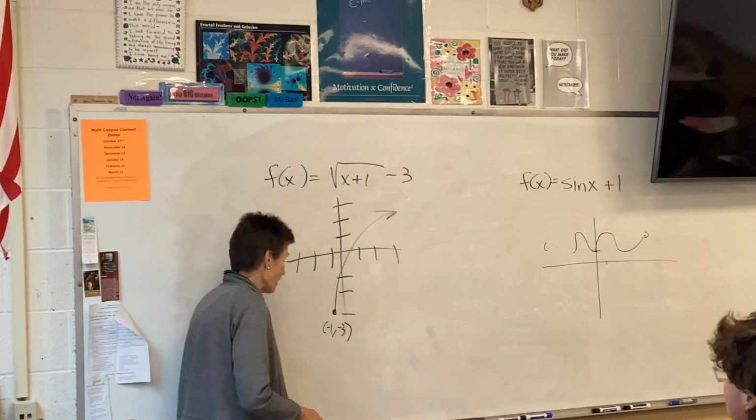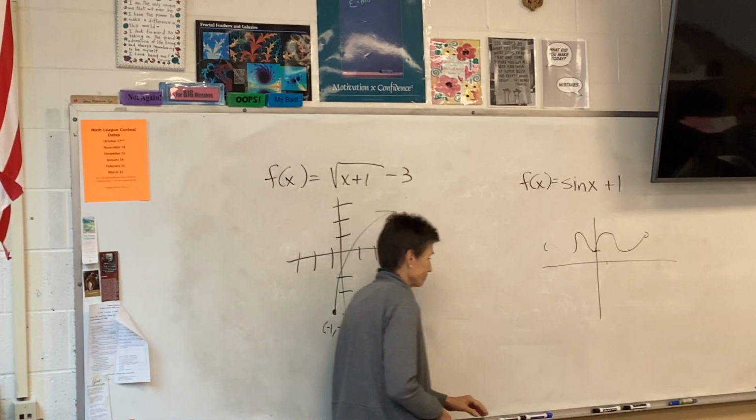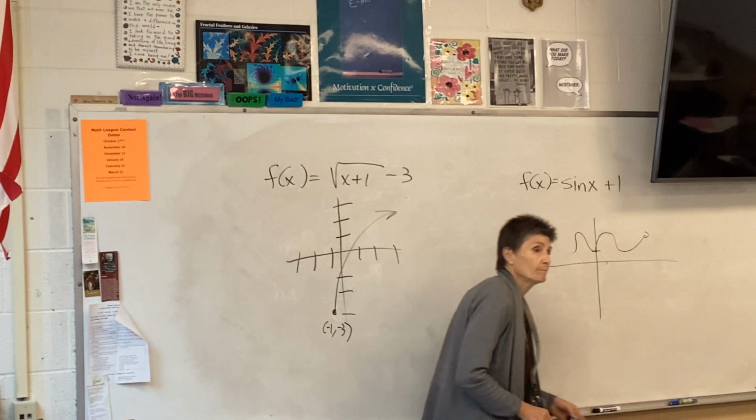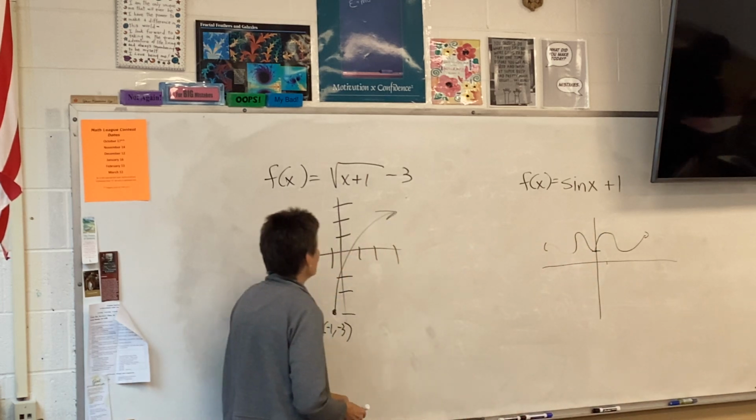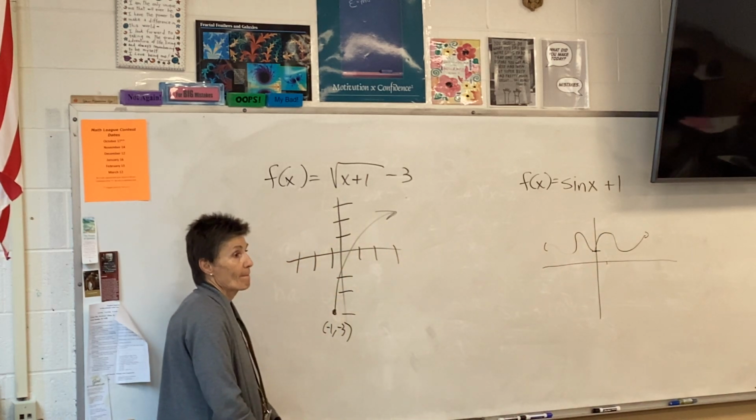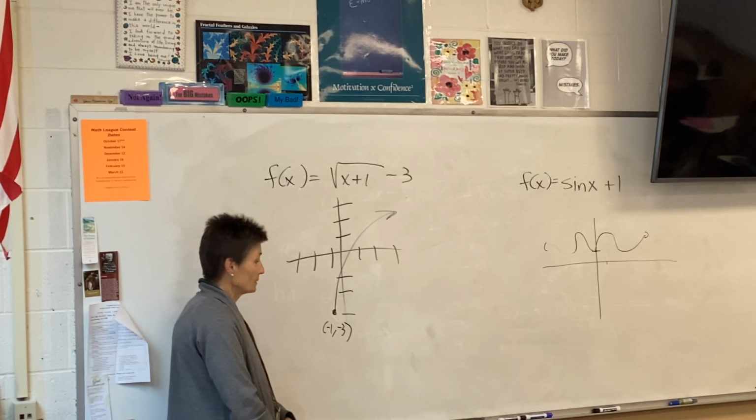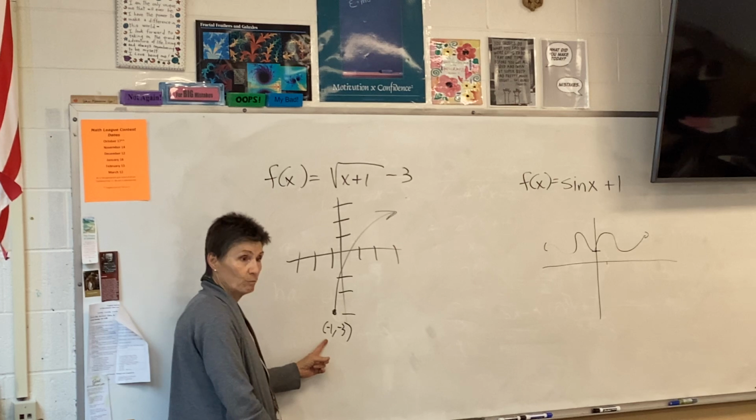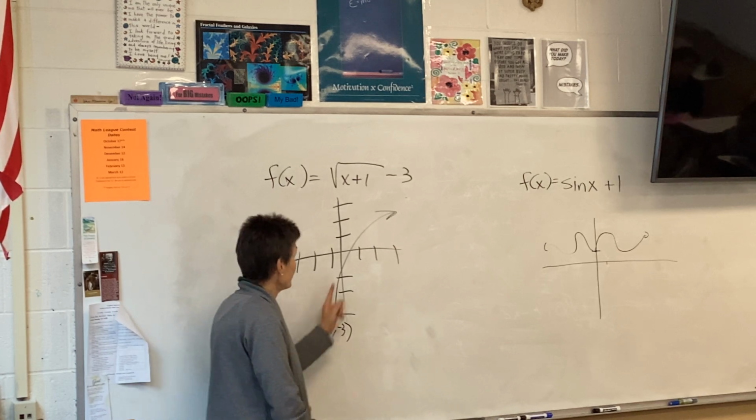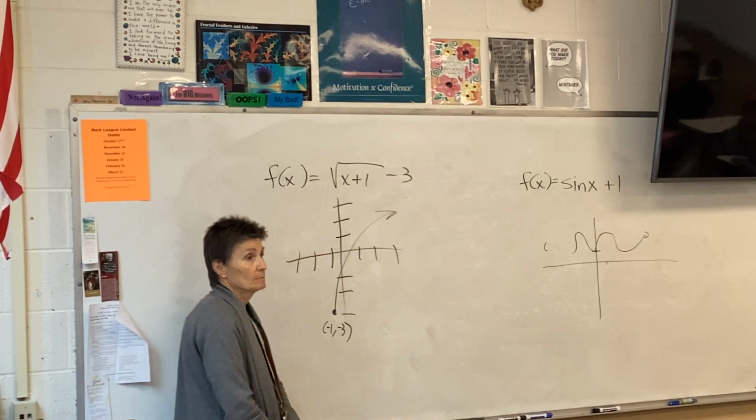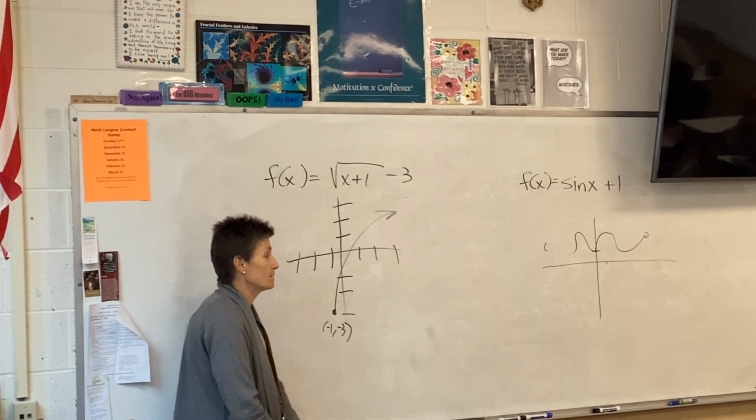First of all, does he have the shape right? Square root, right? Square root. Has he moved it correctly? Left 1, down 3. He labeled that point -1, -3, and up and out. Everybody good? Yeah. A+, perfect.